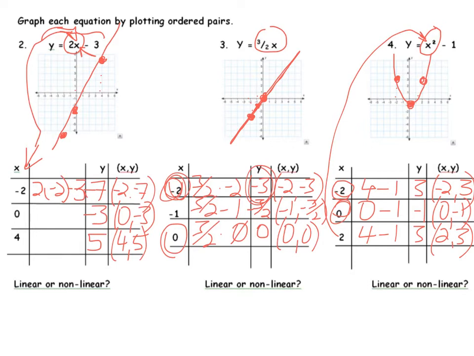Is this linear or non-linear? Well, this one is definitely linear. It's a straight line, so that's linear. What about this one? Also a straight line, so that's linear. This one, not a straight line. It's non-linear.